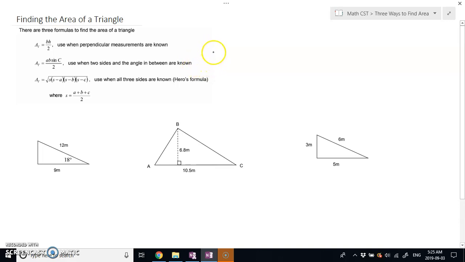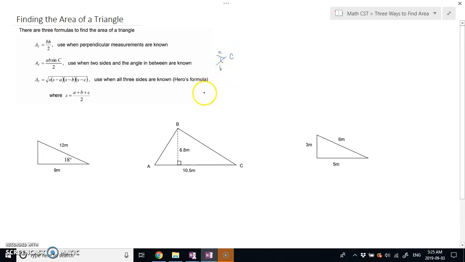There are 2 other formulas that you should be mindful of in this course. The other one is ab sine C over 2, and this is to be used when 2 sides of a triangle are known and the angle in between those 2 sides. So not any old angle, but an enclosed angle. That's the angle that's between two known sides.